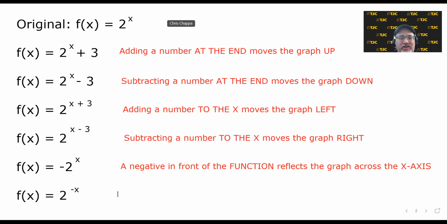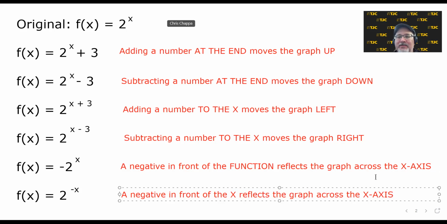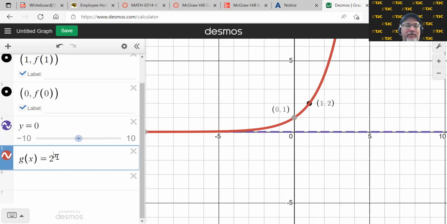So what do you think is going to happen down here? Well, it's not in front of the function. It's in front of the x. And it's not going to reflect it across the x-axis, but it's going to reflect it across the y-axis. And we can get evidence of that by going into Desmos, taking the negative off from in front, and we're going to stick it right in front of the x.